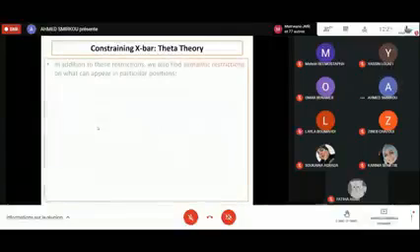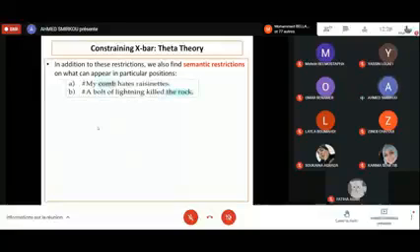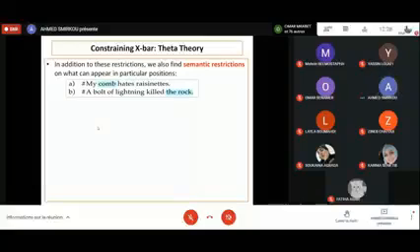Okay. Now, in addition to these restrictions, we also find semantic restrictions on what can appear in particular positions. Now, look at these examples. My comb hates raisins. The bolt of lightning killed the rock. I think you're aware of the problem here. Can anyone explain why these sentences are not accepted? Think of the meaning as semantic restriction. Yes, please.